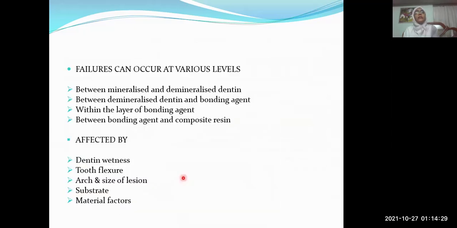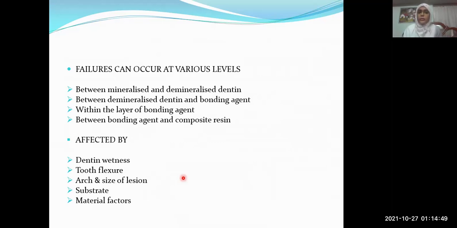So now when you see the failures of these bonding, this can occur at various levels. Between the mineralized and demineralized dentin, or failure can occur between demineralized dentin and the bonding agent, or within the layers of bonding agent there can be a failure of bonding, or between the bonding agent and the composite resin you can have some failure.